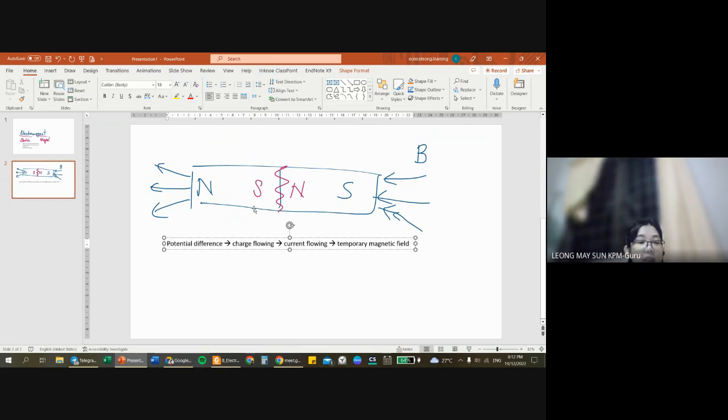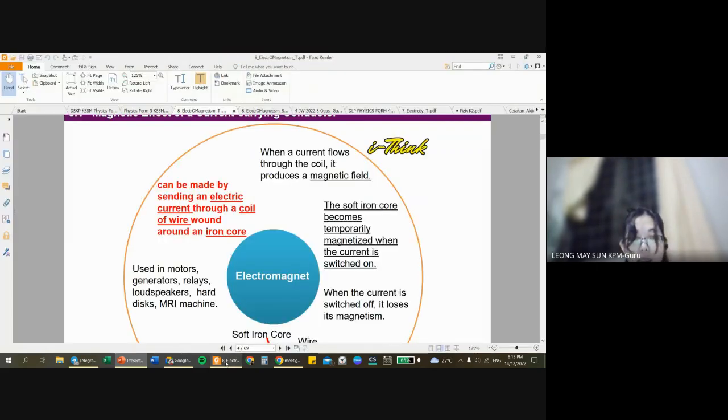So you don't need a magnet bar to create a magnetic field. You just need a current carrying conductor, which means that in a wire with current flowing, it can create a temporary magnetic field. So that's what an electromagnet is about.